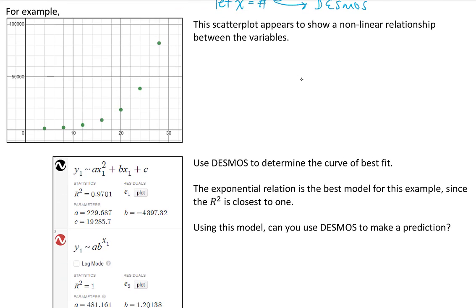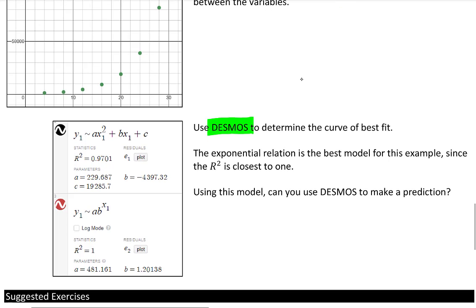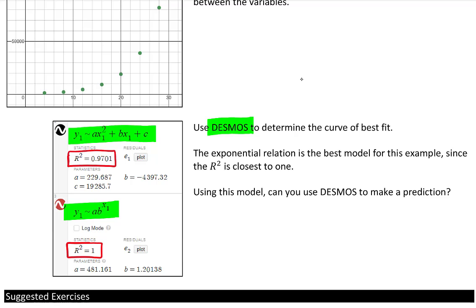So for our next example, we see that the graph is clearly curved. So we say a non-linear relationship between the variables. We use Desmos to determine the curve of best fit. And notice here is the quadratic regression curve. Here is the exponential regression curve. Then we look at the r-squared values to see which one is closest to 1. And clearly, the exponential wins this.